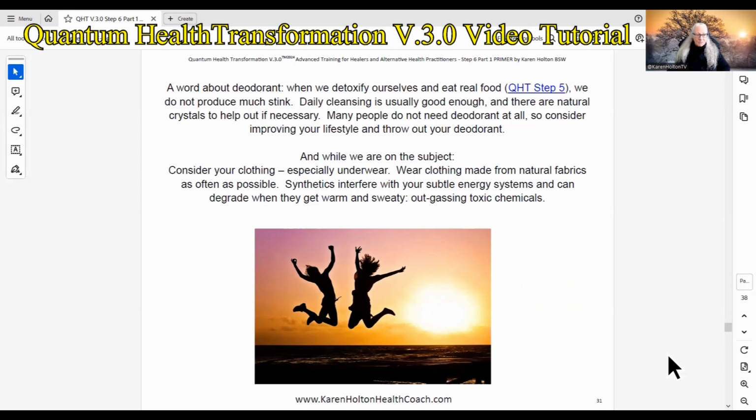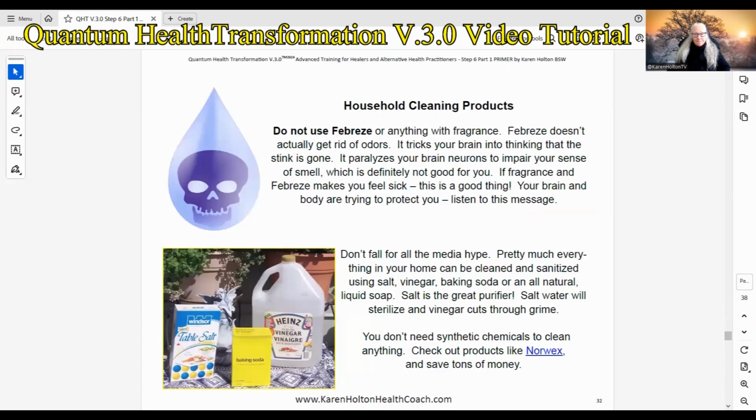And while we're on the subject, consider your clothing, especially your underwear. Wear clothing made from natural fabrics as often as possible. Synthetics interfere with your subtle energy systems and can degrade when they get warm and sweaty, outgassing toxic chemicals.